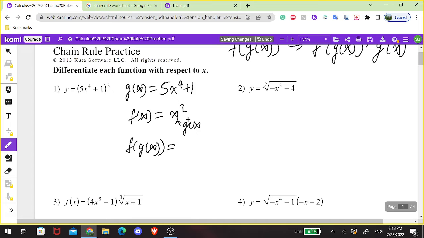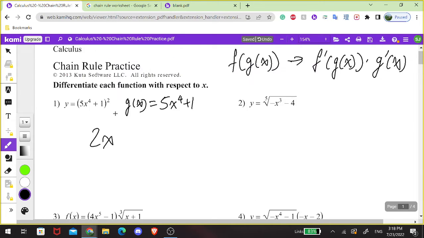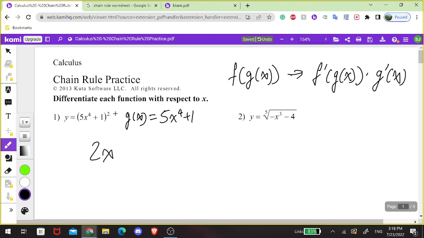Okay, so now that you know what g of x and f of x are, let me erase all this and start working the problem. The formula says we first take the derivative of f of x. We know that f of x is x squared, so it will just be 2x using power rule. But our x is not x as written over here, it is g of x. So we replace x with g of x, and our g of x is 5x^4 plus 1.